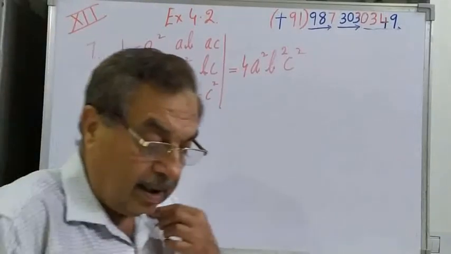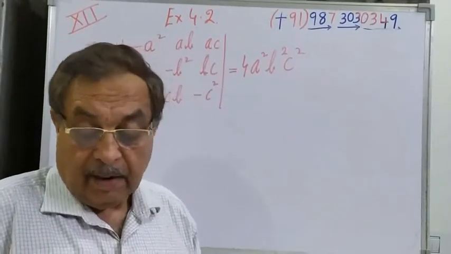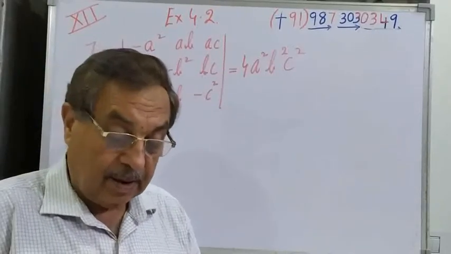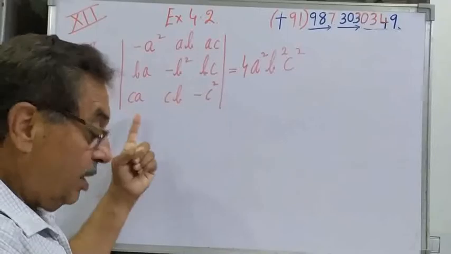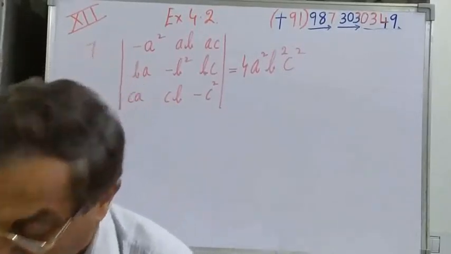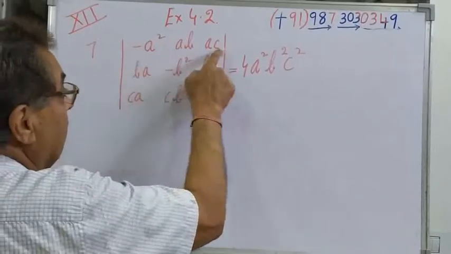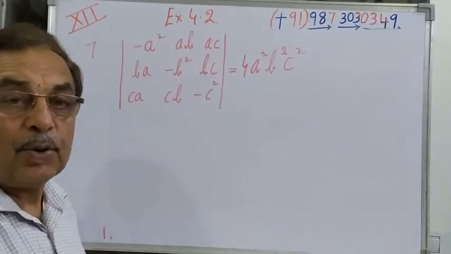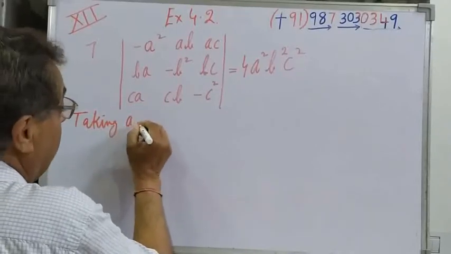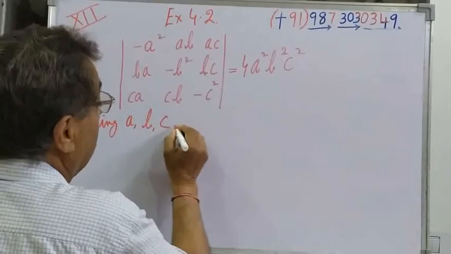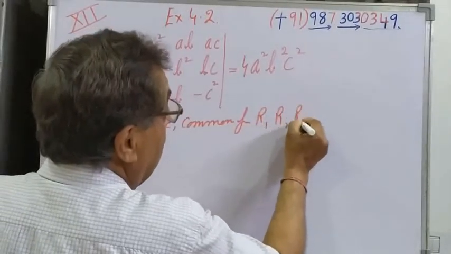Again, check the question after writing it in the exams. Always check the question. Sometimes, in case you make a mistake in writing the question, you cannot get the answer correct. So now the determinant of minus a square, AB, AC, BA, minus b square, BC, CA, CB, minus c square is equal to 4a square b square c square. After writing so, first of all I see A, B and C are common in the rows R1, R2, R3. So taking A, B, C common from R1, R2, R3 respectively.